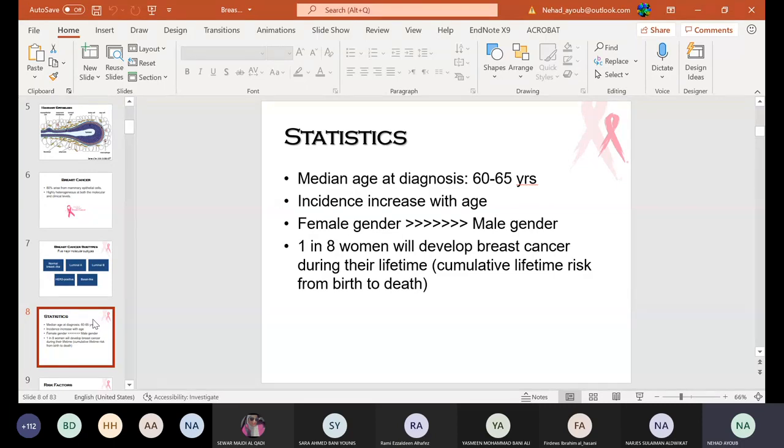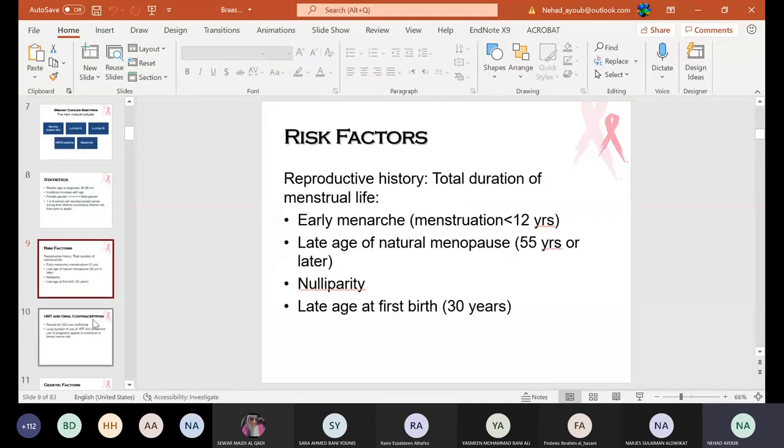Okay, now we have risk factors, and risk factors are very important because a large part of prevention has to do with modifying the risk factors. The risk factors for breast cancer, we divide them into modifiable, something that you can modify, and unmodifiable, something that you cannot change or modify.